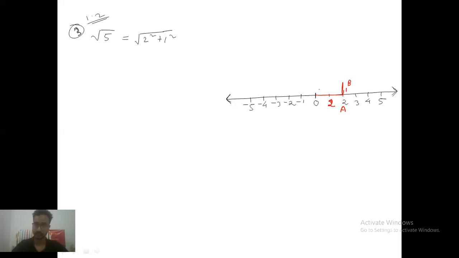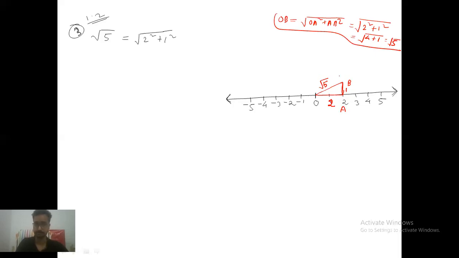Now join OB. Now OB will be how much? OB will be root over OA square plus AB square. No need to write this one, but for understanding, I am writing this one. Now OA, what is the value of OA? 2 square. What is the value of AB? 1 square. So it is root over 4 plus 1. So it will be what? Root over 5. So OB will be root over 5. Yes or no? OB will be root over 5.